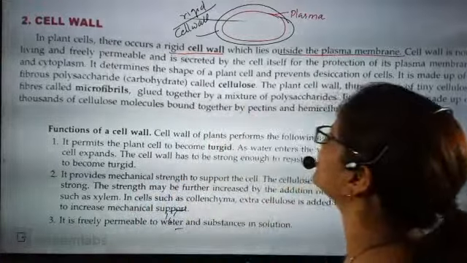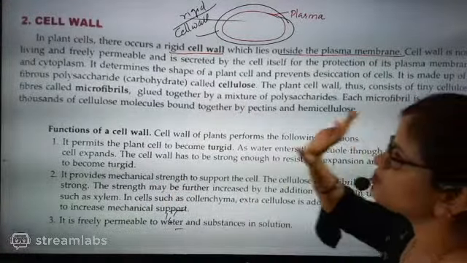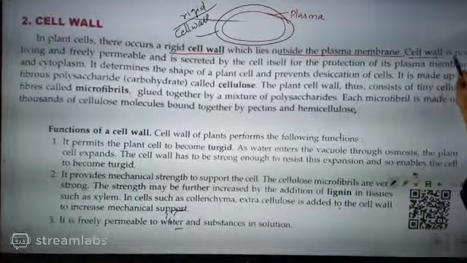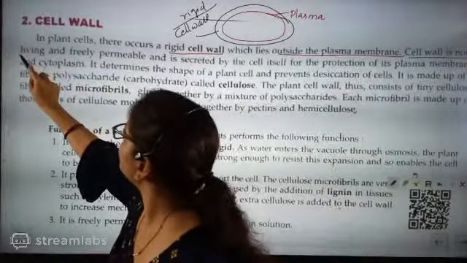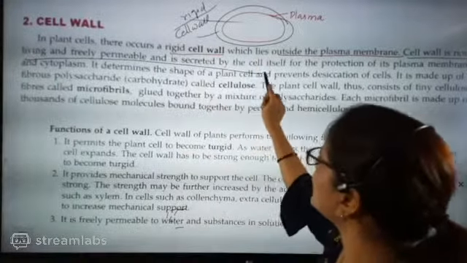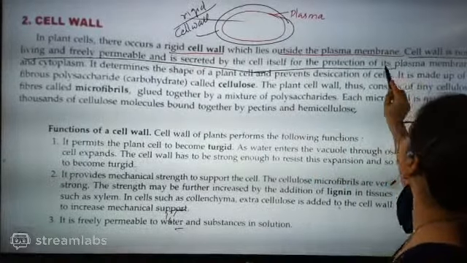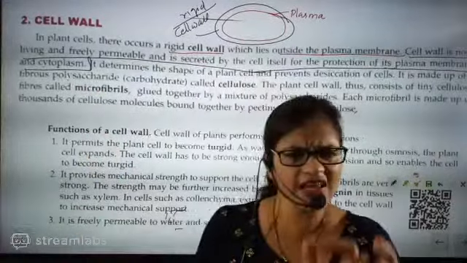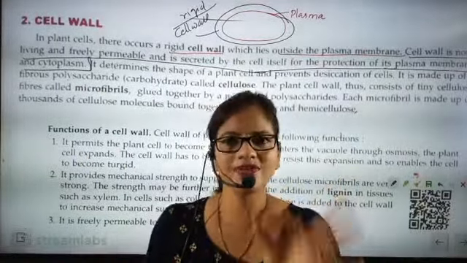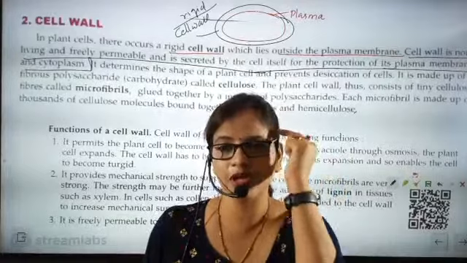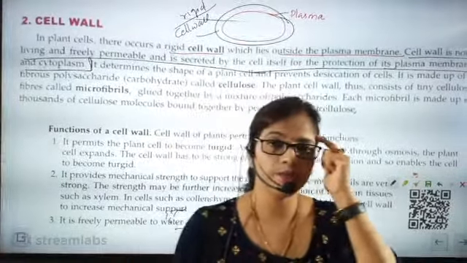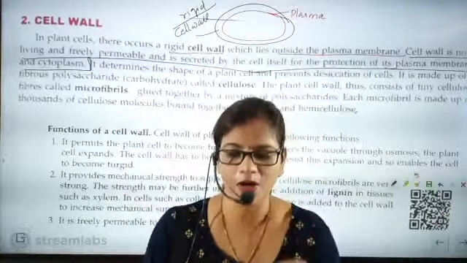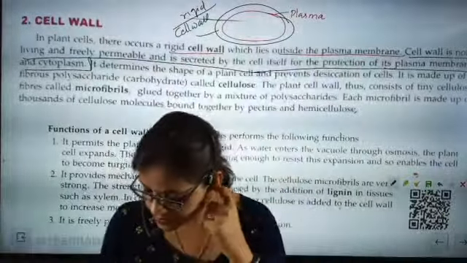Okay. Now look here, beta. Now understand this part, beta. So which part you are going to write in the book, in the notebook? So cell wall is a non-living and freely permeable and is secreted by cell itself for the protection of plasma membrane and cytoplasm. This is a very important point. I want this point in your note, and this point should be here also. This is a very important point, you must remember. For that only, beta, I showed you the structure of cell wall. So you have to understand that.